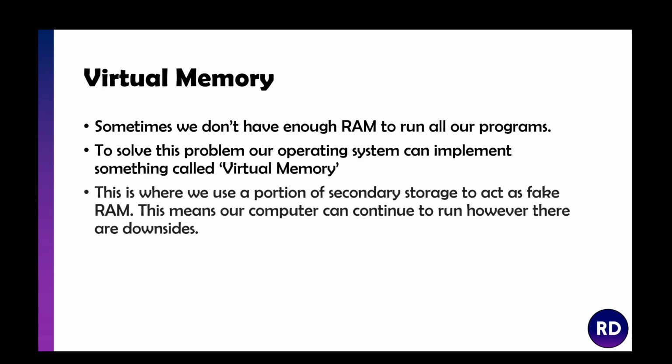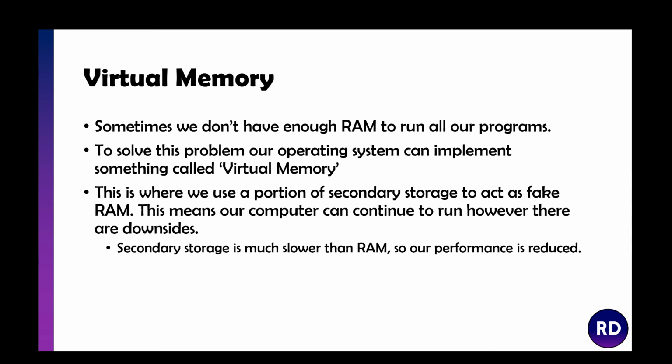Now to get around that, we have a thing called virtual memory. So sometimes we don't have enough RAM to run our programs. So to solve this, our operating system can implement something called virtual memory, where we use a portion of our secondary storage, so a bit of our hard drive, and it acts as fake RAM, so virtual memory. And this means our computer can continue to run, however there are downsides. So if you think that RAM's really quick, and our hard drive isn't that quick compared to it, if you're using your hard drive as RAM, then it's going to be a lot slower. So your performance of your computer is reduced.